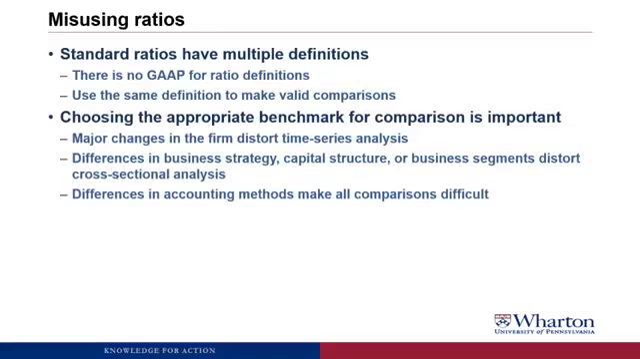Also, choosing the appropriate benchmark for comparison is important. So we talked about how ratios have to be compared to a benchmark. But if there's major changes in a firm, it's going to mess up your time series analysis. You aren't going to be able to look at the trend over time for the firm and draw conclusions. If there's any kinds of differences in business strategy, capital structure, or business segments, it'll distort your cross-sectional analysis, your comparison of a firm to other firms or to the industry. And then differences in accounting methods can make all of these comparisons difficult, and you may need to make adjustments to get rid of the differences in accounting methods.